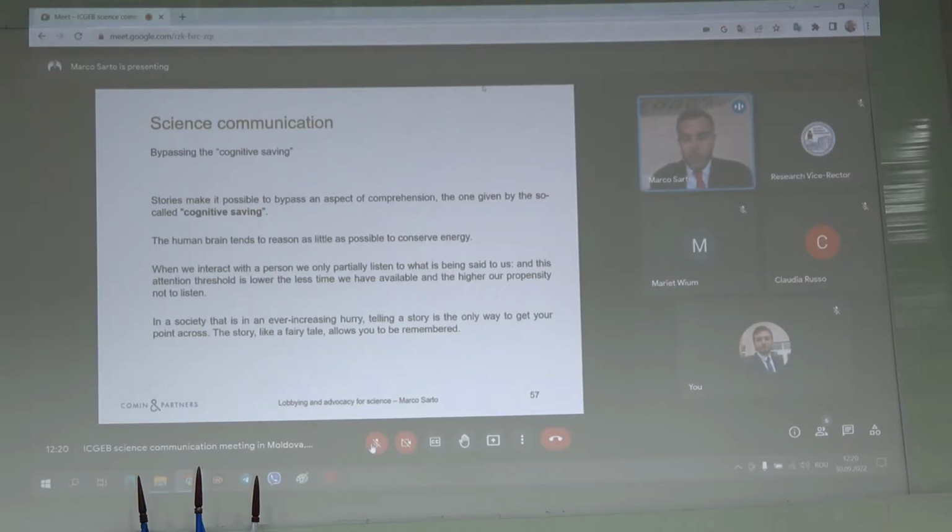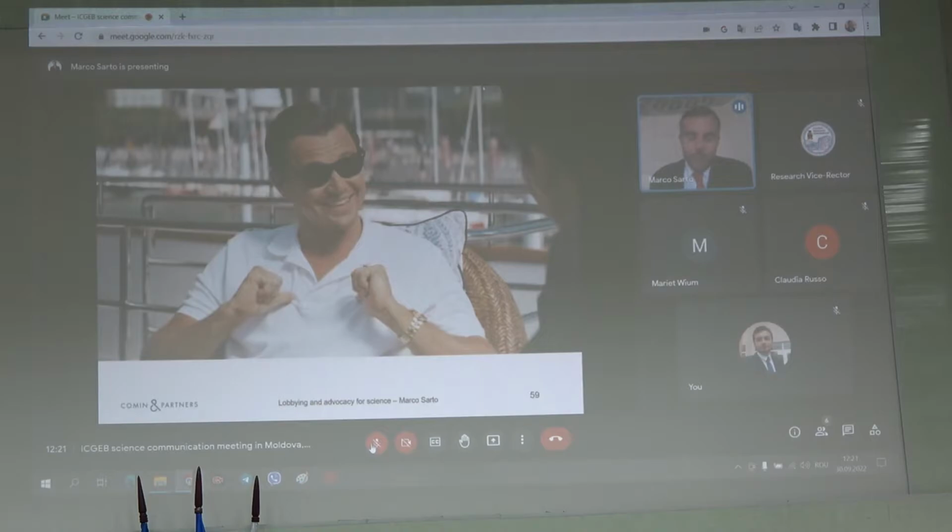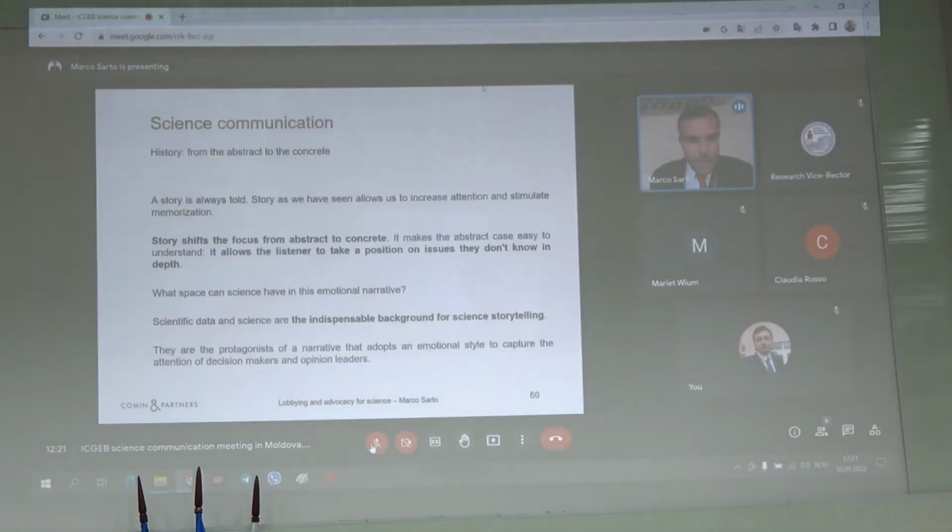And so to communicate science properly, the main question is, what's in it for me? What does my interlocutor want to hear? What does she or he really care about? So attention is earned, but it must be worn. And this is important to understand, and this is important always to have in mind. And for sure, speaking about what's in it for me, we can mention this amazing film with Leonardo DiCaprio.